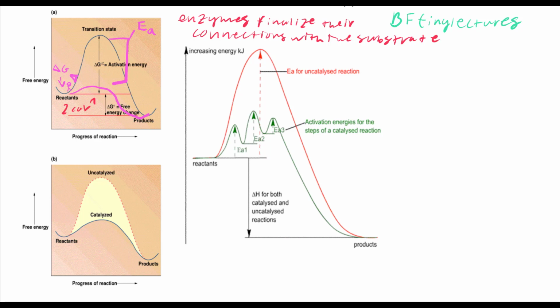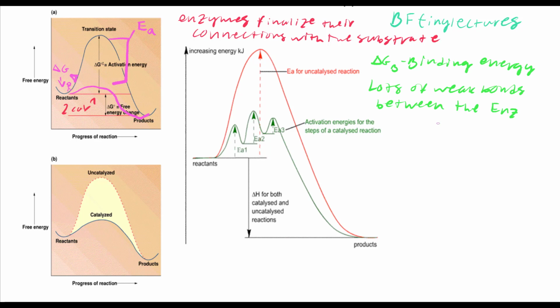Another important term you need to know is that when you are in the transition state, you actually have binding energy. We're going to call delta GB binding energy. This is really important in the transition state. Binding energy is essentially multiple weak bonds, lots of weak bonds, between what? Between the enzyme, let's call that ENZ, and the substrate.